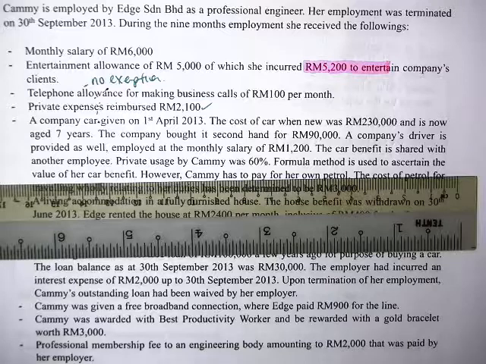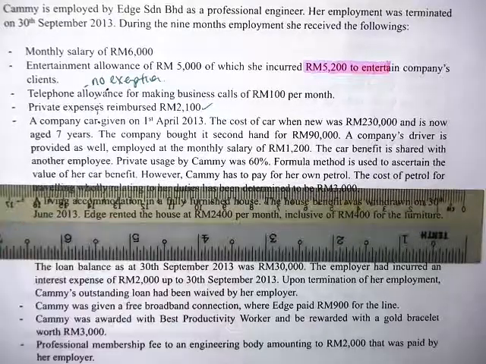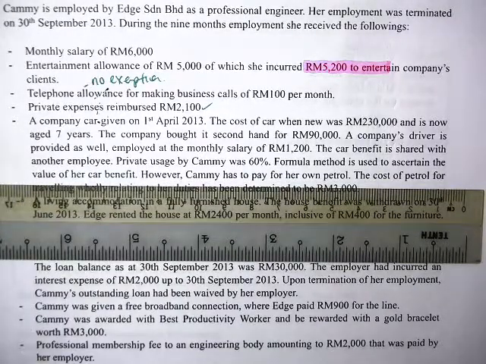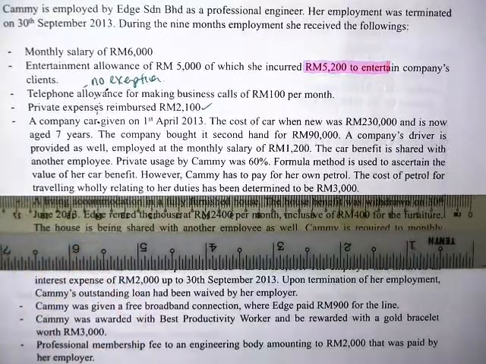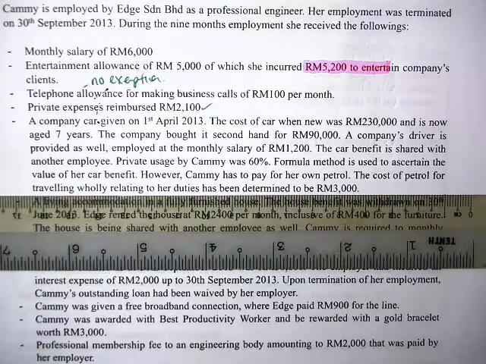Employed at the salary of 1,002. The car benefit shared with another employee. The private usage by Cammy was 60%. Formula method used to ascertain the value of a car benefit. However, Cammy has to pay for her own petrol. And the cost of petrol for traveling wholly relating to her duty has been determined to be 3,000 ringgit.